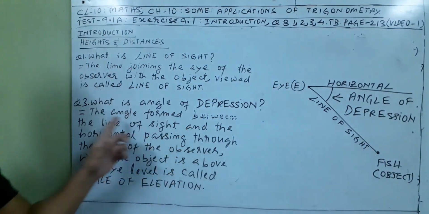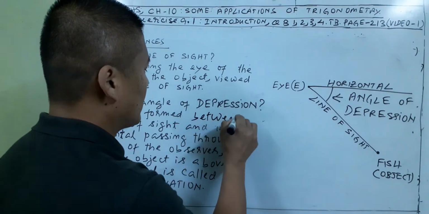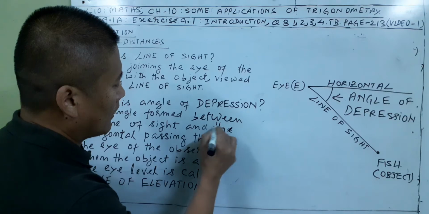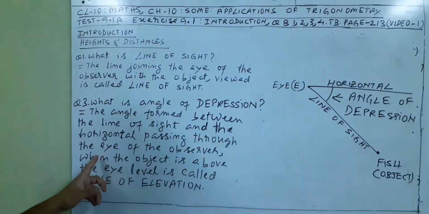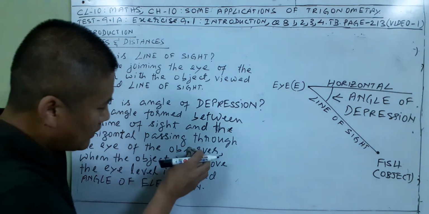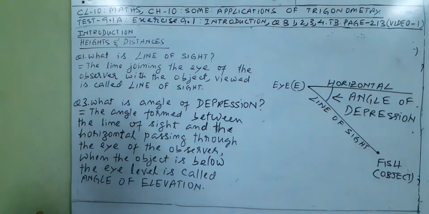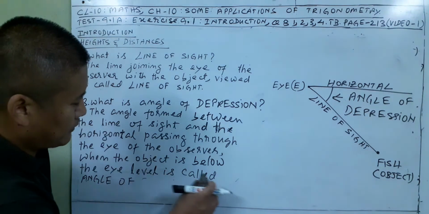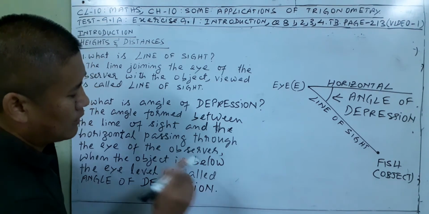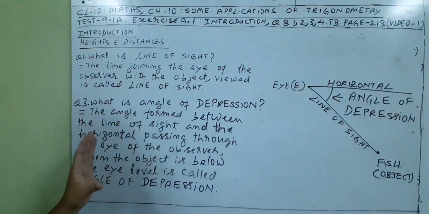So now what is the angle of depression? Let us read through this definition. It should not be so different from the elevation except for one or two words. Let us see what the main difference is. The angle formed between the line of sight and the horizontal passing through the eye of the observer will be the same. When the object is above, now it has to be changed to below. When it is depression, below what? Below the eye level, or below my eye level, is called the angle of depression, and we have to replace elevation by depression. So we have to be very clear with these three concepts: line of sight, angle of elevation, and angle of depression. And then the solving part will not be so difficult.